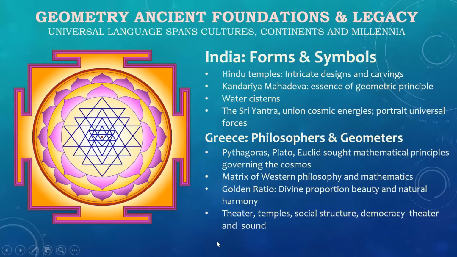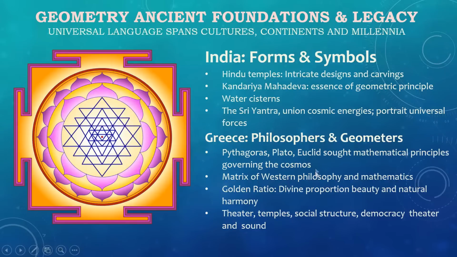In India, it's about forms and symbols, temples with intricate designs, and water cisterns. We also have the Sri Yantra showing the union of cosmic energies. The contemplation of this figure is a standard meditation practice, and it encodes, again, the principle of 9.